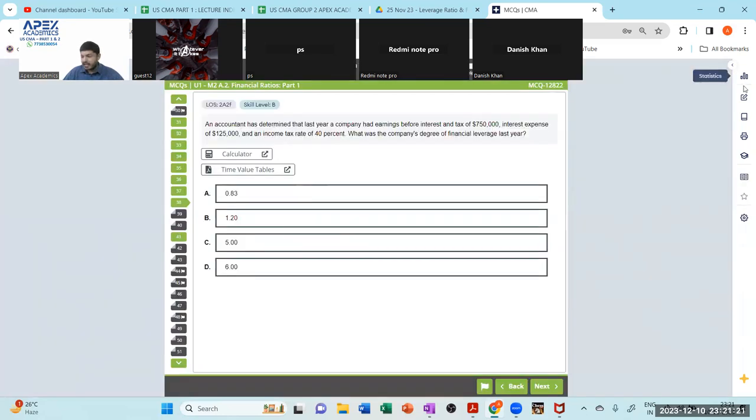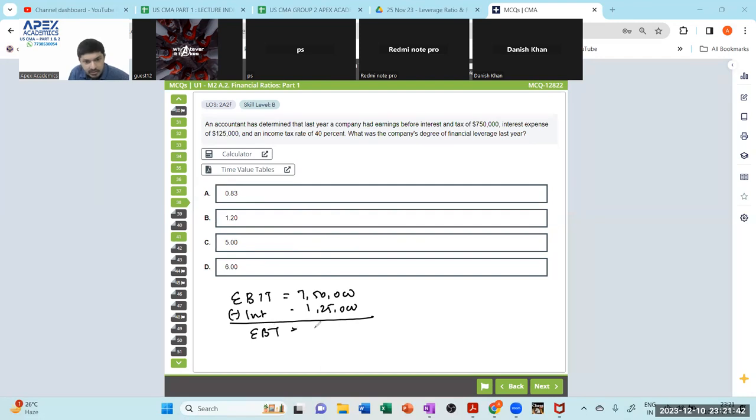Question number 38. Accountant has determined that last year a company has earnings before tax of 7,50,000 and interest expense of 125. What is this? EBT. Okay, 625 is EBT. Income tax of 40%. What was the company's degree of financial leverage last year?